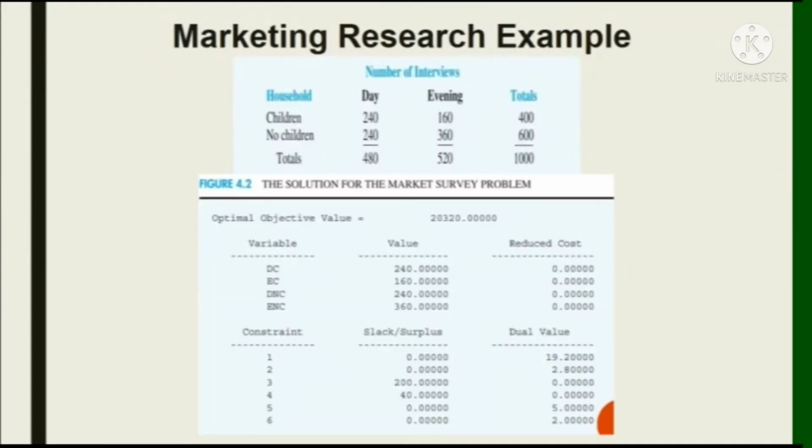Constraint 6 shows that requiring one or more households without children to be interviewed during the evening will increase cost by 2. That's all. Thank you.